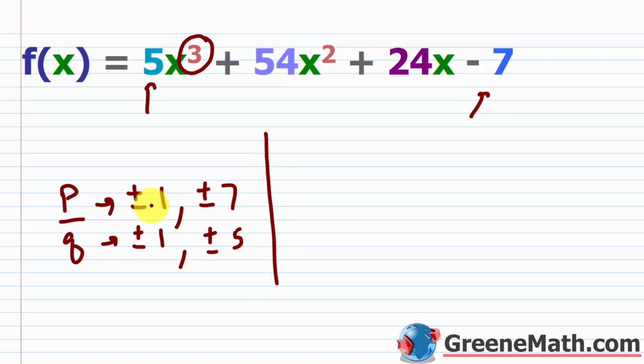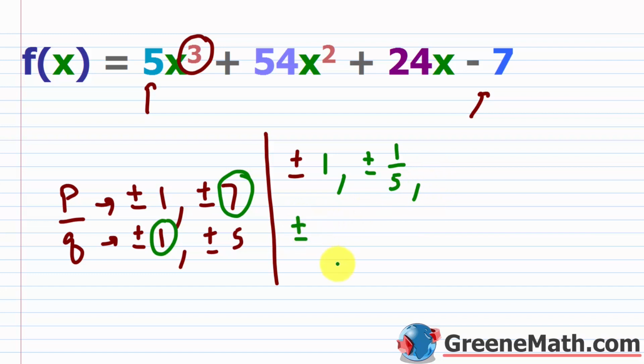So I'm going to take my plus or minus and put that first. And then again, I just take this number and go over this number. So plus or minus 1 over 1 is 1. Then plus or minus 1 over 5, which is plus or minus 1/5. Now I'm going to move down, and take this number and go over this number. So let me write this down here so I have enough room. So plus or minus, don't forget that, you have your 7 over 1, which is just 7. And then lastly, plus or minus, you have your 7 over 5. So plus or minus 7/5.